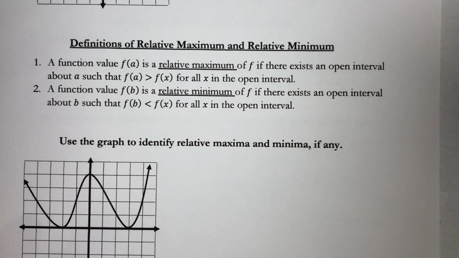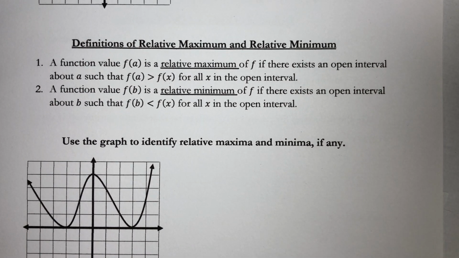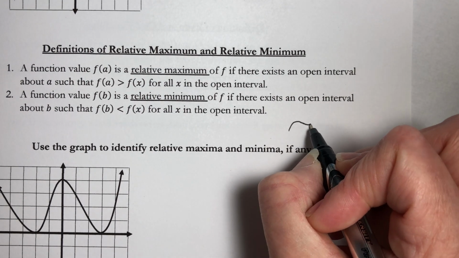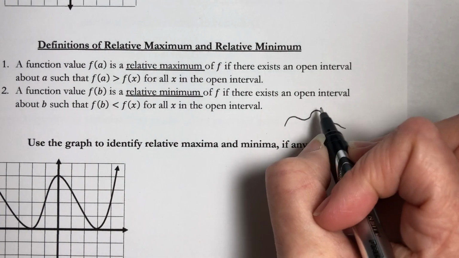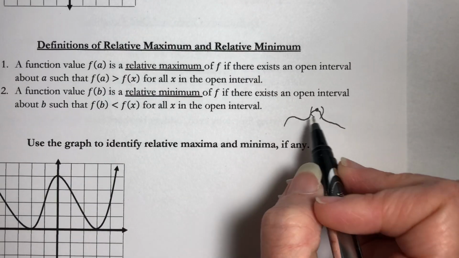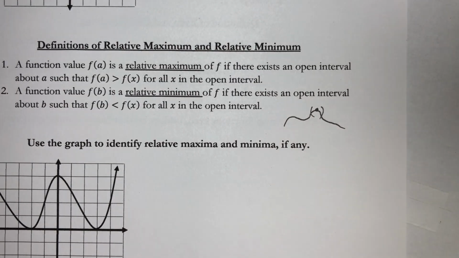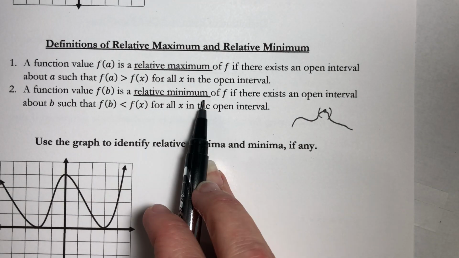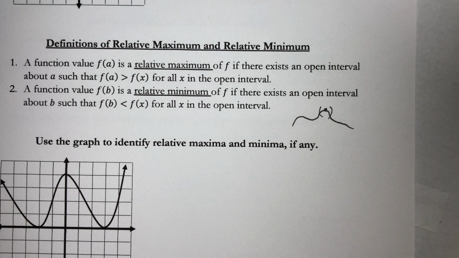Okay, new definition. A function value f of a is a relative maximum of f if there exists an open interval about a such that f of a is greater than f of x for all x in the open interval. So basically, if I have a graph like this, I have a maximum right here, because if I consider the x values here to here, a small interval around it, this number is bigger than everything else. That's all this is saying. This one, if it's smaller than everything else, you have a relative minimum.